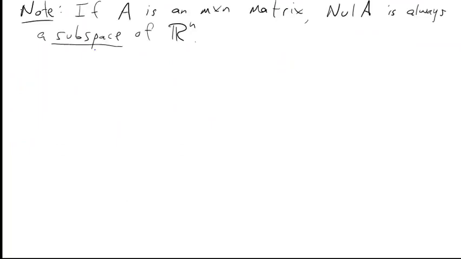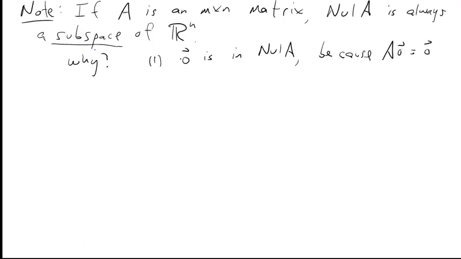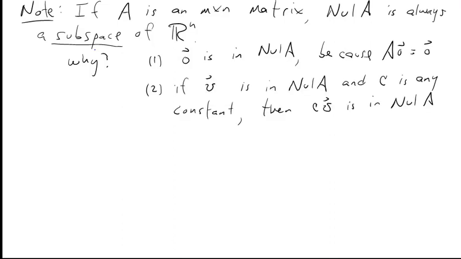So note that null A is always a subspace of R^n. To prove this, we need to show that 0 is in the null space and the null space is closed under scalar multiplication and vector addition. So first of all, 0 is in null A because A times 0 is equal to 0. Therefore, 0 solves the homogeneous system.